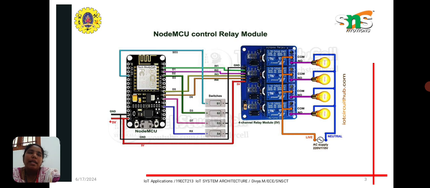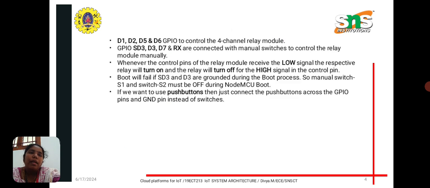These are the applications that can be done using home automation with a NodeMCU controller. In that we are using the D1, D2, D5, D6 GPIO pins to control the 4-channel relay module, and GPIO SD3, D3, D7, and the receiver pin are connected with manual switches to control the relay module manually. Whenever the control pins of the relay module receive a low signal, the respective relay will turn on, and the relay will turn off with a high signal on the control pin.